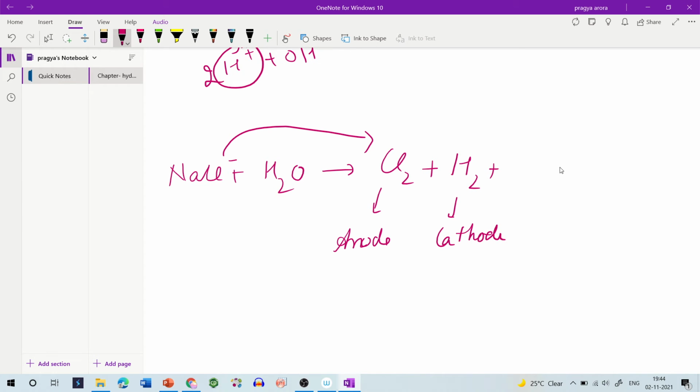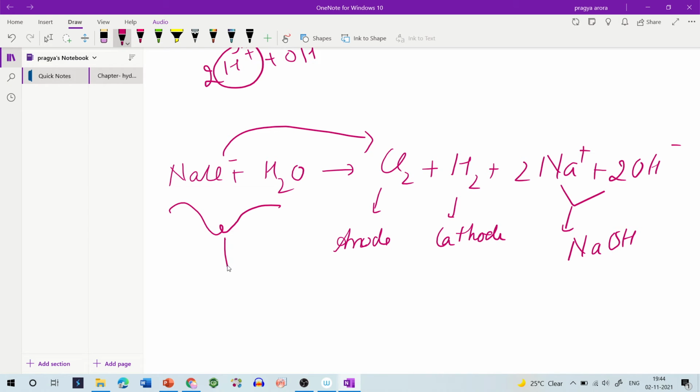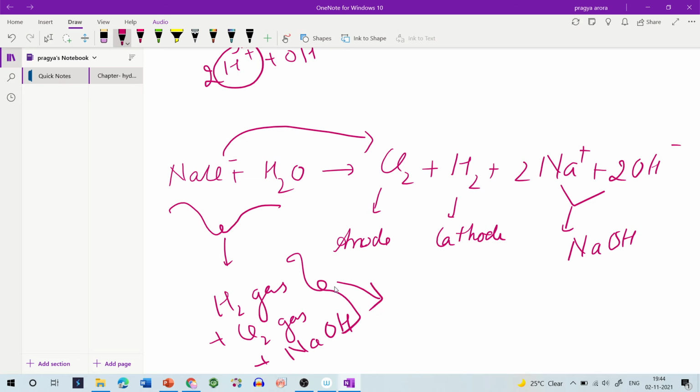Along with that, there will be formation of 2 Na plus ions and 2 OH minus ions. So these will combine to give NaOH. So the electrolysis of NaCl is important as it gives H2 gas as a byproduct, plus Cl2 gas, plus sodium hydroxide. So you can gain three such important substances from the electrolysis of saturated NaCl.